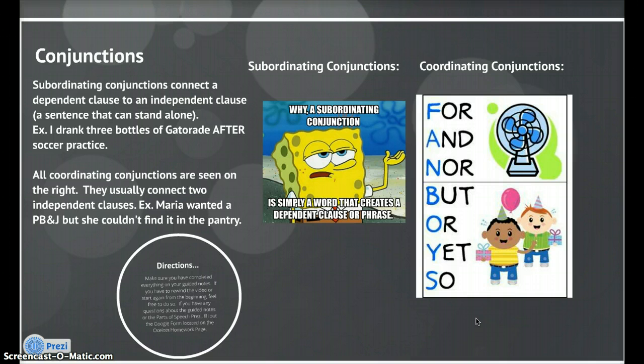If you look at the example on the left, it says, Maria wanted a PB&J. That is a sentence that can stand by itself. However, I want to connect 2 sentences with a coordinating conjunction. So I say, Maria wanted a PB&J, but she could not find it in the pantry. But is considered a coordinating conjunction in this example. If you look on your guided notes, there are some sections where you can do your own subordinating conjunctions, your own coordinating conjunctions, and then look at an example that I have created for you.